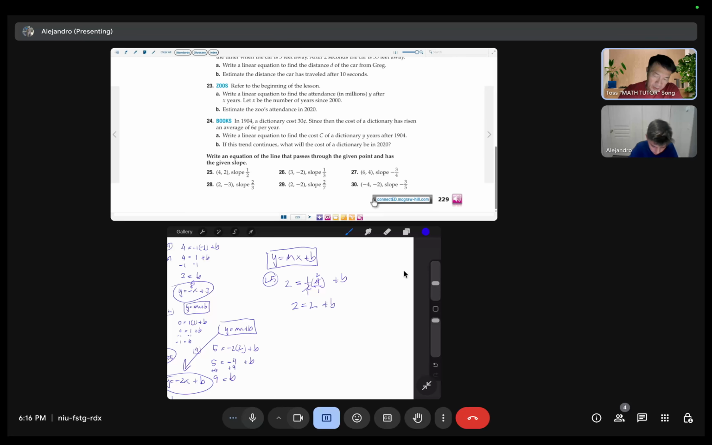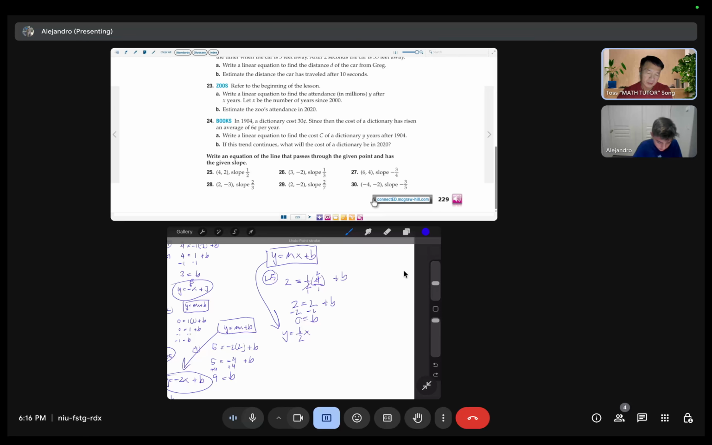Plus b, subtract both sides by 2, your b will be 0. That means you don't have b, but then back substitute. So your y stays y, your m will be 1/2. Your x is x. Your b is 0. You don't have to write 0. You could write 0, but you don't have to. If it's something else, then you must write it. So the answer is y equals 1/2 x for 25.